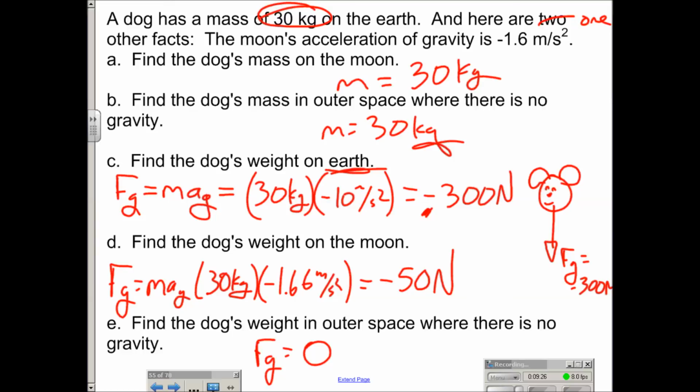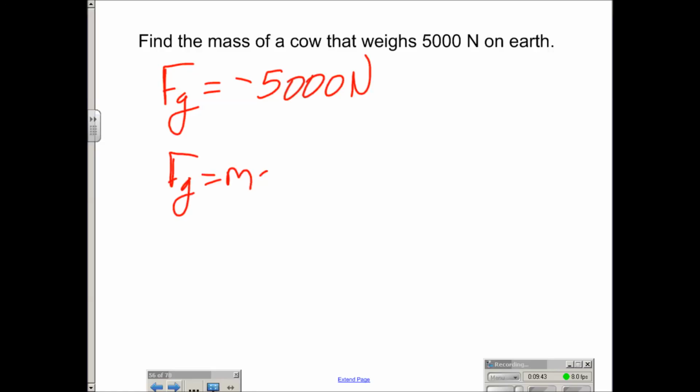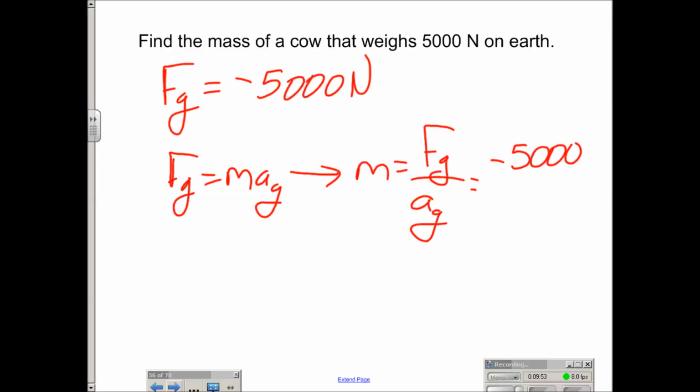One last example. We can go backwards too. If you have a cow that weighs 5,000 newtons, I'm telling you that the force of gravity on the cow is 5,000 newtons. Negative, because gravity pulls down. So if Fg equals mag, some algebra shows us this. The force of gravity on our cow, the weight of the cow, is negative 5,000 newtons.